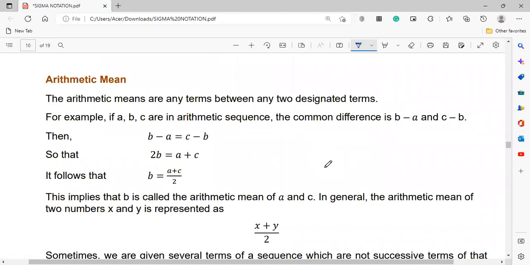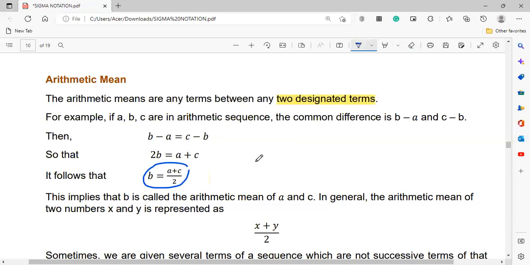What about if we're going to get the arithmetic mean? Let's define mean. Mean is a term or any terms between any two designated terms. Well, it means to say, hindi lang iisa, posibleng two or more pa. Okay, so itong formula in getting the arithmetic mean is only true if we're getting just one mean.